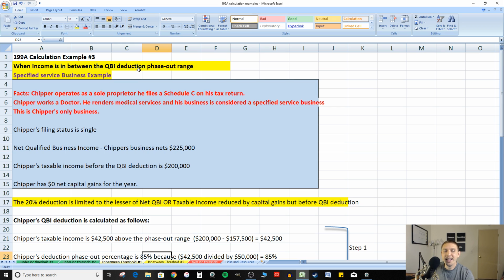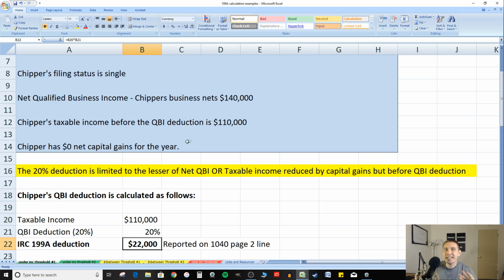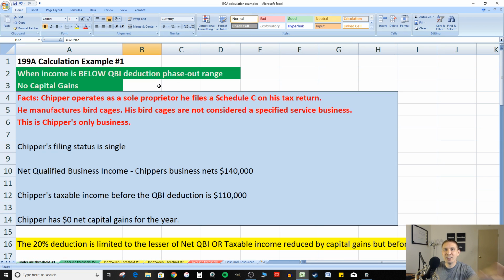Now remember, in examples 1 and 2, Chipper's income was below the QBI deduction phase-out of $157,500. So it didn't matter if he was in a specified service trade or business or not, because his income, based on his filing status, was below $157,500. So like I said, it doesn't matter what kind of business he's in, as long as he's below that threshold, he's going to get the full 20% deduction, or likely to get the full 20% deduction.